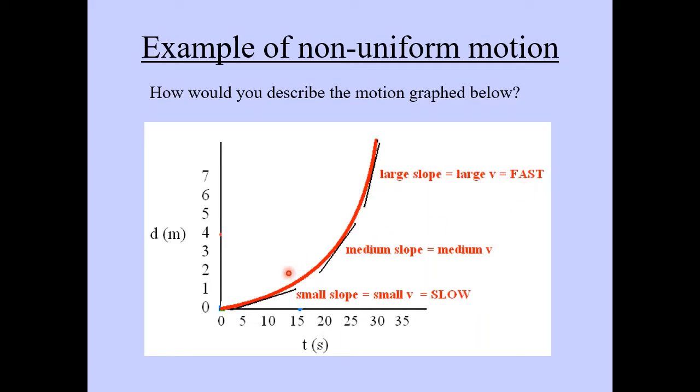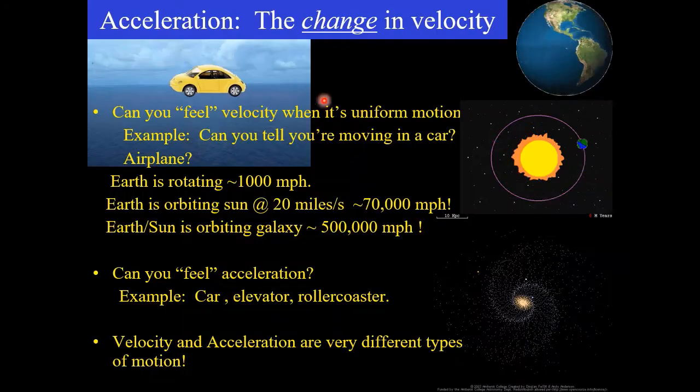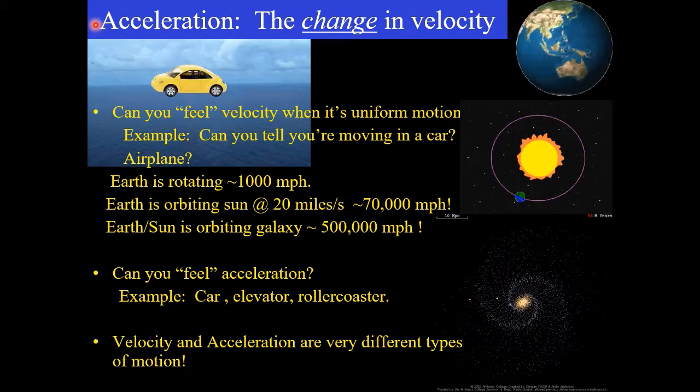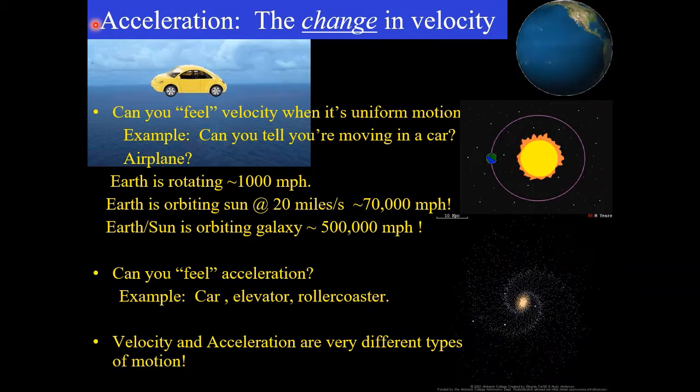So what's happening here is the object is starting down here and it's traveling slowly. And then as time goes on, its speed is increasing faster and faster and faster. So what is this called? Anybody out there know what this type of motion is called? The answer is acceleration. Acceleration is when the velocity changes.